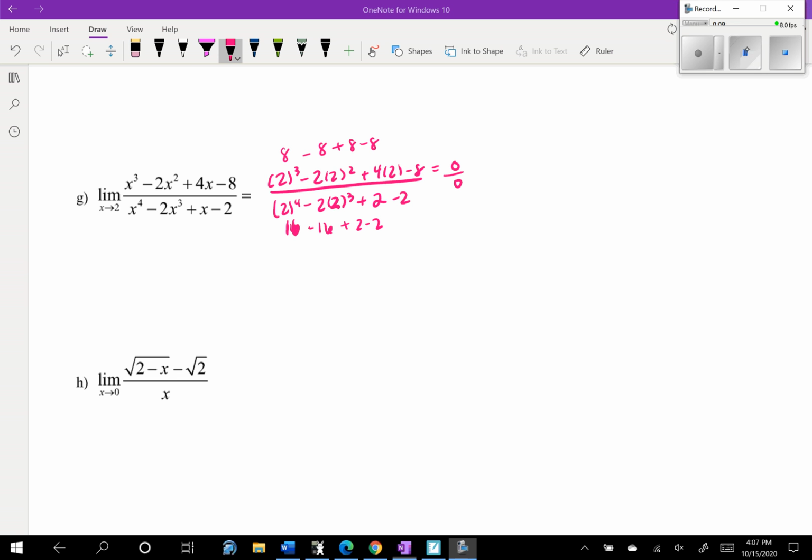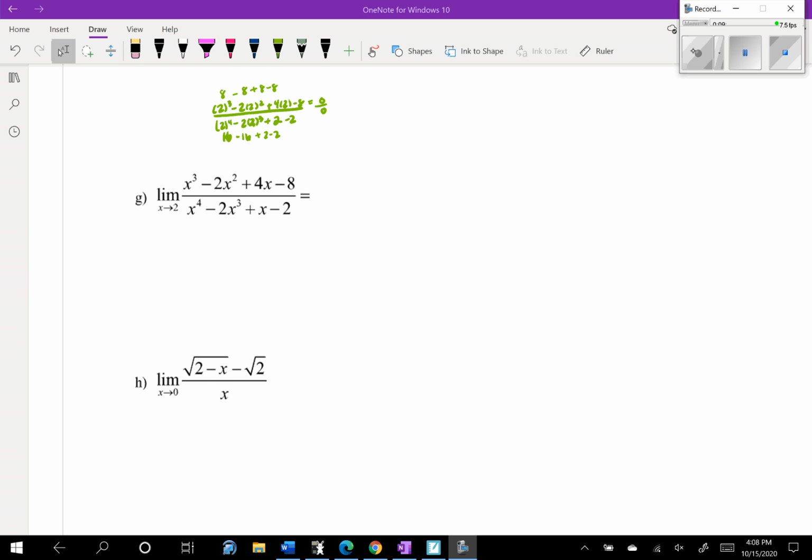So if we go ahead and look at this, this is 4 terms over 4 terms. Remember, we can do factor by grouping. So we group the first 2 terms and the last 2 terms. In the numerator, I can factor out x squared. That becomes x squared times x minus 2. And in the second set, I can factor out that 4, so that becomes 4 times x minus 2. And then that becomes x squared plus 4 times x minus 2.